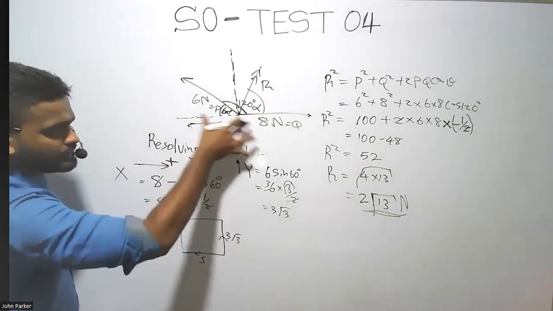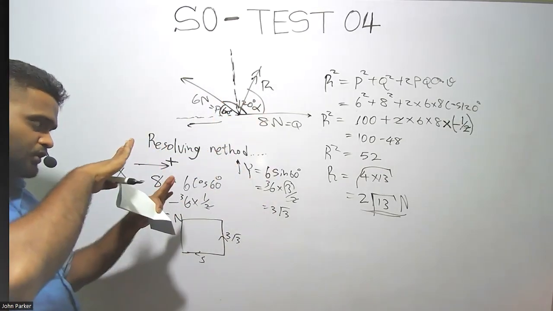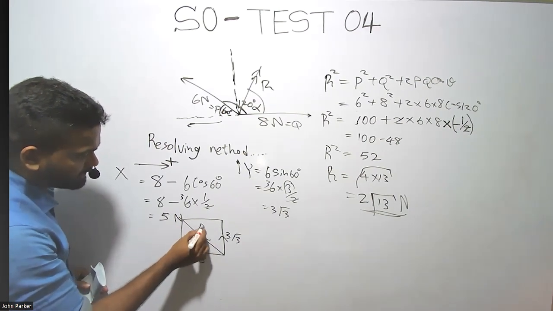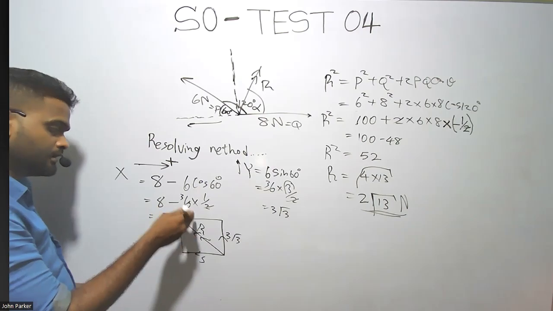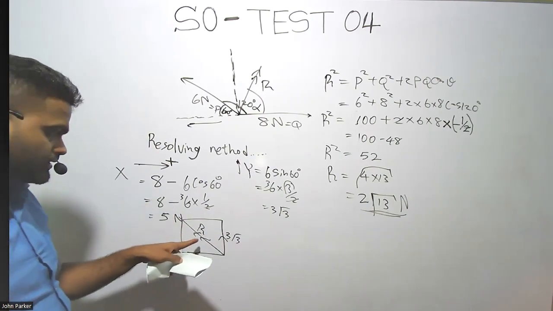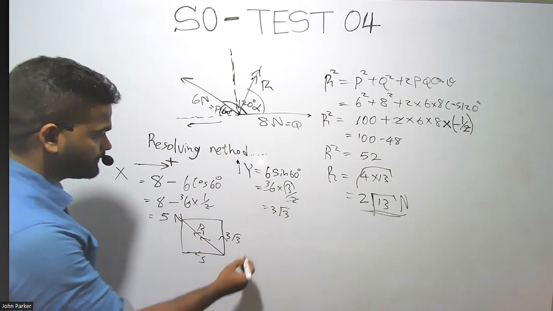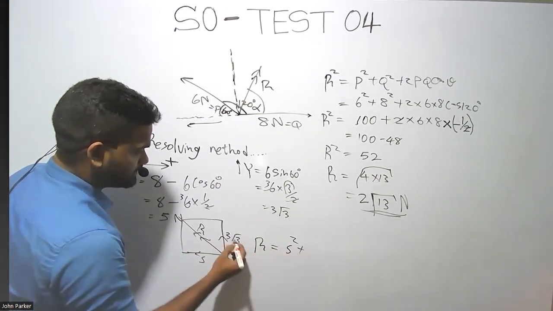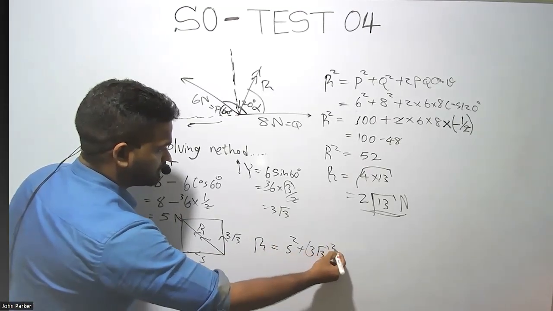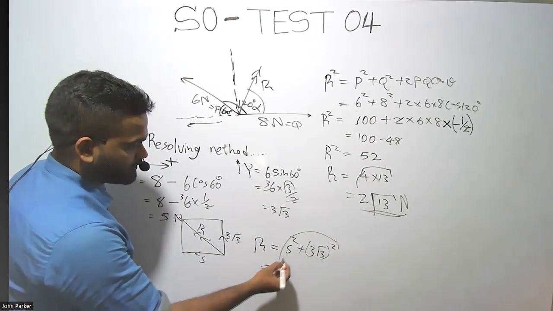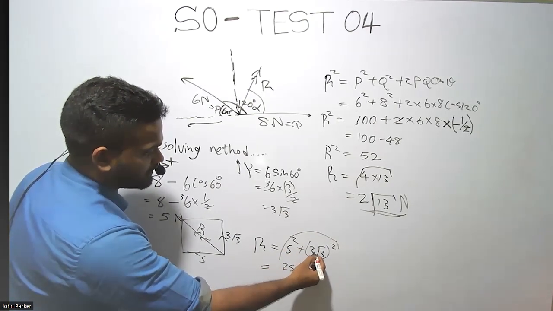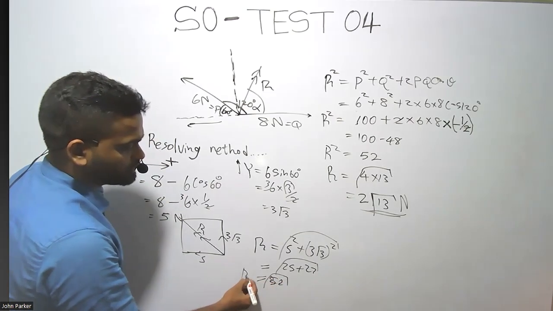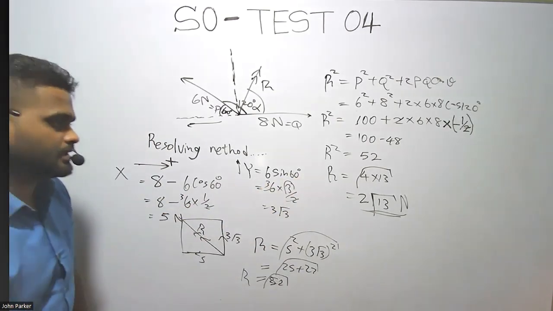So we have made this whole thing, we have projected this whole thing into a rectangle. So once you get the rectangle, the diagonal of the rectangle gives us the magnitude and the direction as well, but we only need magnitude in this case. So r is what? 5 squared plus 3 root 3 squared, root of that. So 25, 9 times 3, 27. Again you get 52, right? 52 root, meaning the same answer, 2 root 13 Newton.